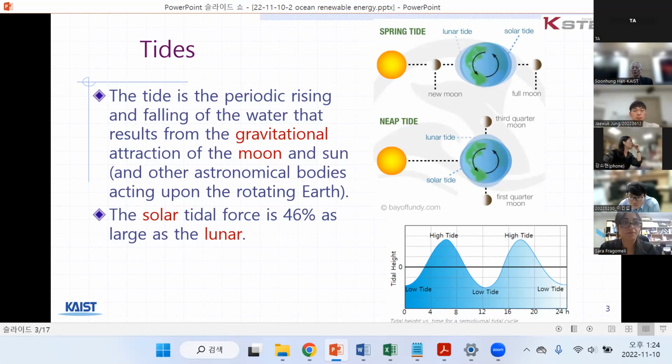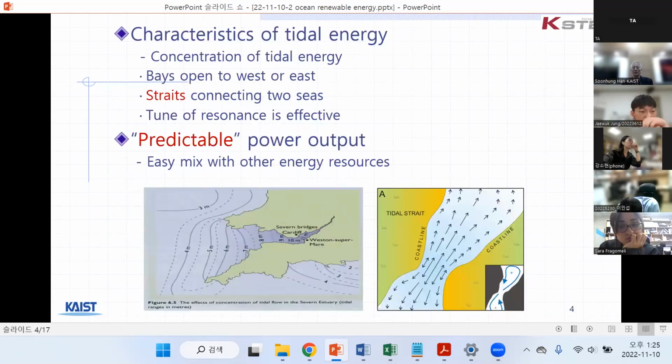Because when the moon is at the other side, the tide is high. Right? So it gives you a gravitational attraction of the moon and sun. And the solar tidal force is about half of the lunar force. Tidal energy, the concentration of tidal energy.